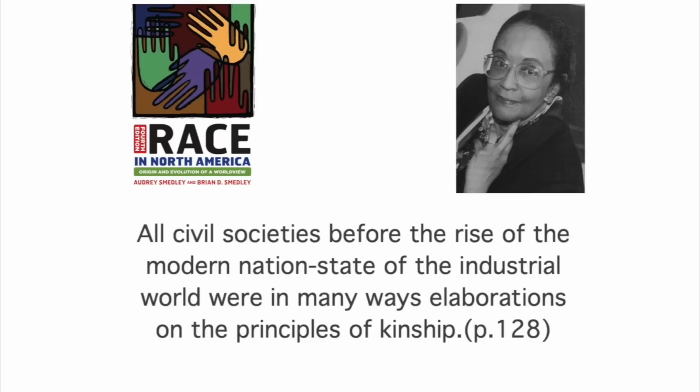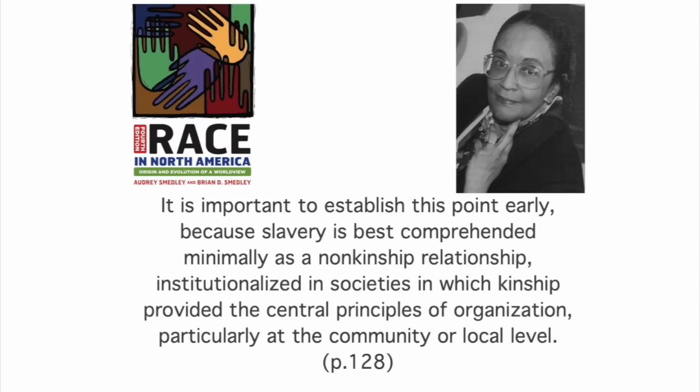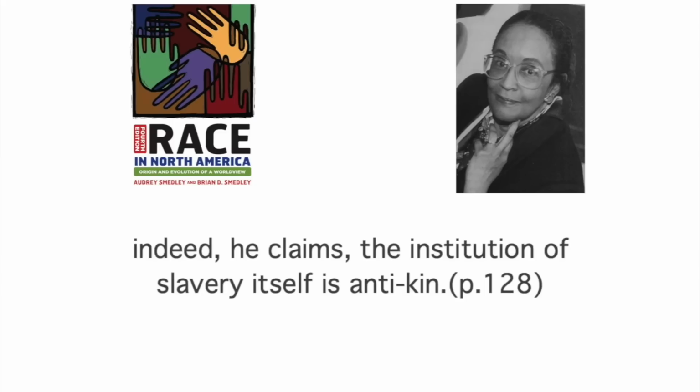All civil societies before the rise of the modern nation state of the industrial world were in many ways elaborations on the principles of kinship. It is important to establish this point early because slavery is best comprehended minimally as a non-kinship relationship, institutionalized in society in which kinship provided the central principles of organization, particularly at the community or local level. As Paul Bohannon has observed, slaves are essentially kinless people. Indeed, he claims, the institution of slavery itself is anti-kin.